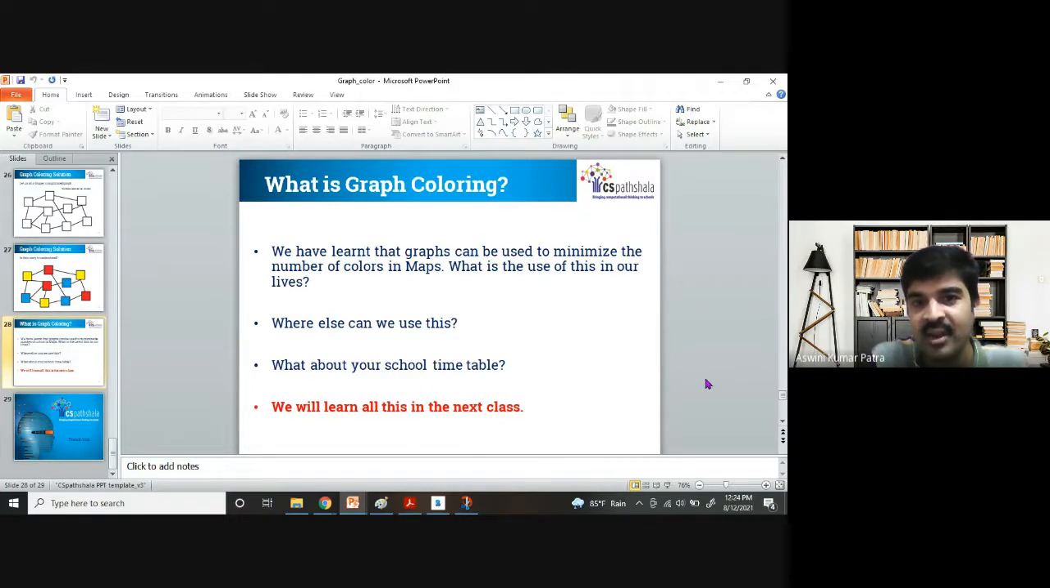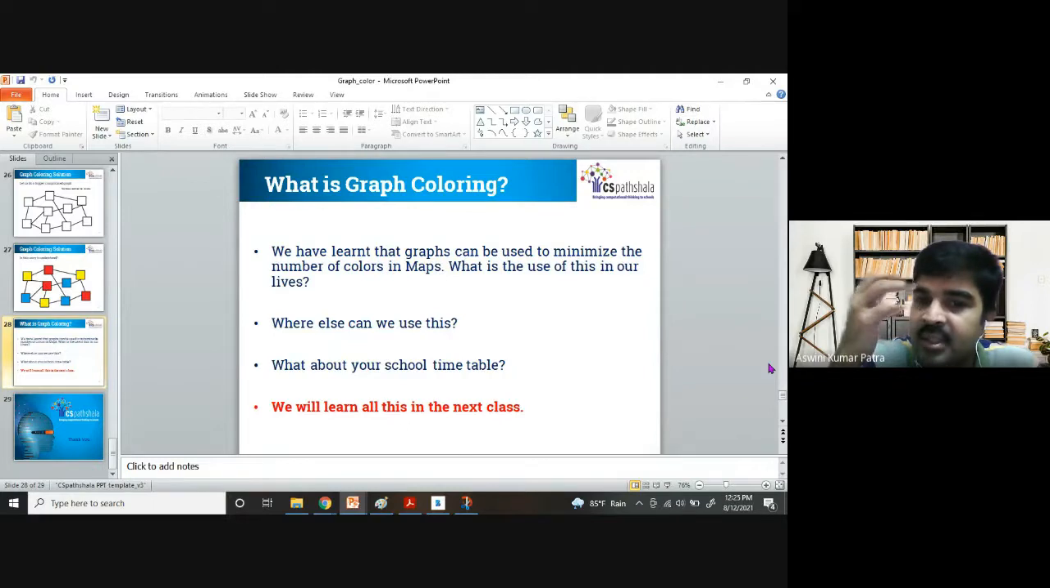So we have learned that graphs can be used to minimize the number of colors in maps. So what is the use of this map coloring in our lives? Where else can you use this? You have to reply to this question to students. And at that moment, another application comes to our mind: we can apply this for school timetables.